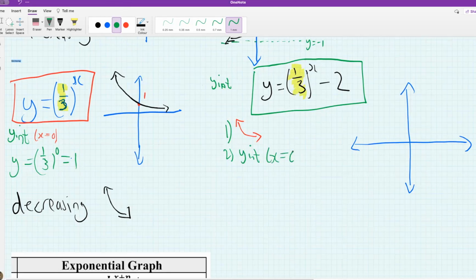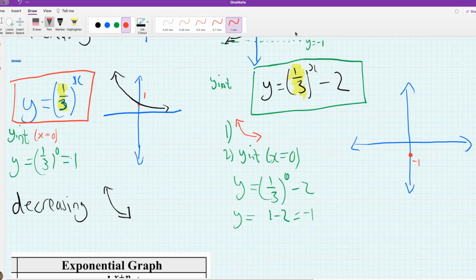So if x was 0, then I would have 1/3 to the power of 0 minus 2. But this is going to be 1 minus 2, which is minus 1. So now my y-intercept is going to be over here. I'll say it minus 1. Okay. Now, the problem is I also need to incorporate this thing over here.